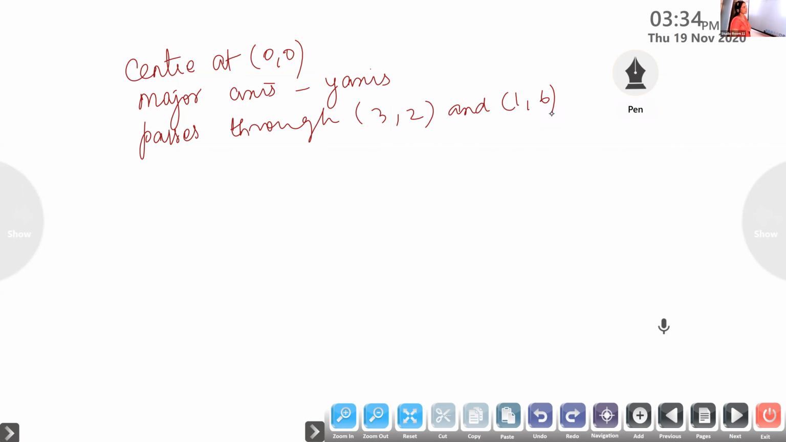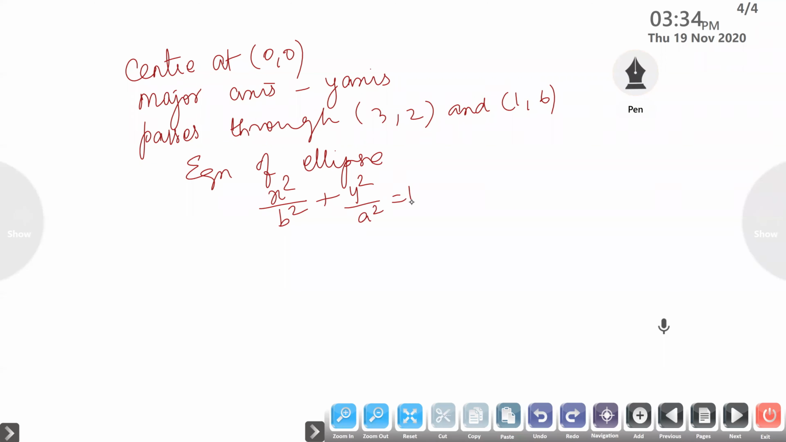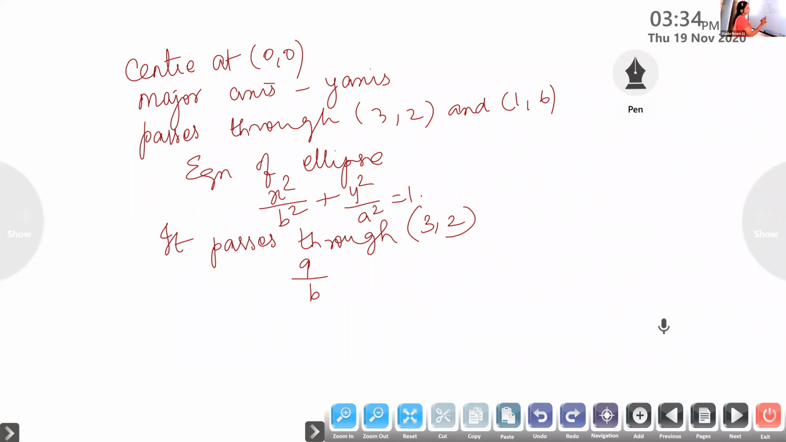So major axis is y-axis. So what will be the equation of the ellipse? Major axis is y-axis, so x square by b square plus y square by a square is equal to 1. Okay, now this is similar to the previous one, isn't it? It passes through the point (3, 2), so you can substitute for x and y. You'll get 9 by b square plus 4 by a square is 1.